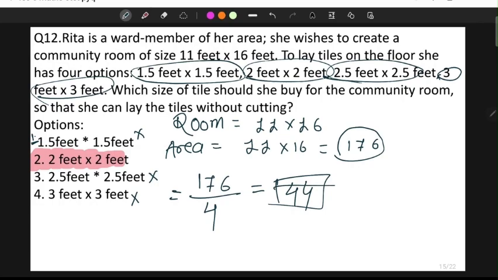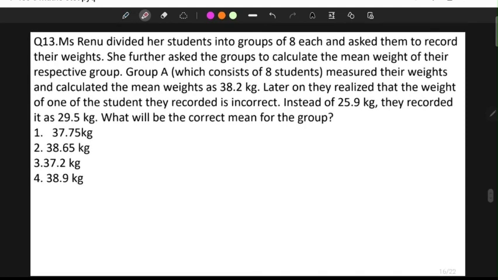Question 44. Okay, moving on to the next question. Miss Renu divided her students into groups of 8 each and asked them to record their weights. She further asked the groups to calculate the mean weight of their respective groups. Group A, which consisted of 8 students, measured their weights and calculated their mean as 38.2 kg. Later on, they realized that the weight of one of the students was recorded incorrectly. Instead of 25.9, they recorded it as 29.5. What will be the correct mean for the group?